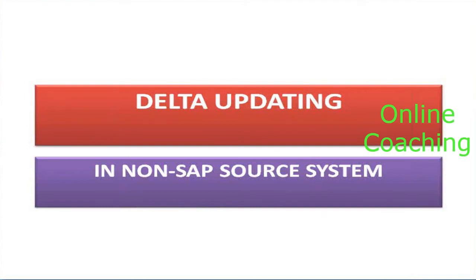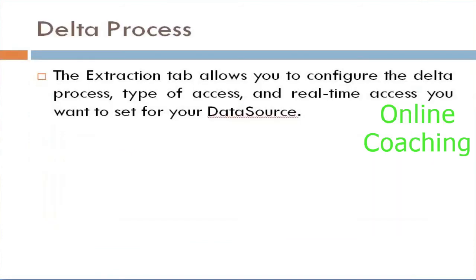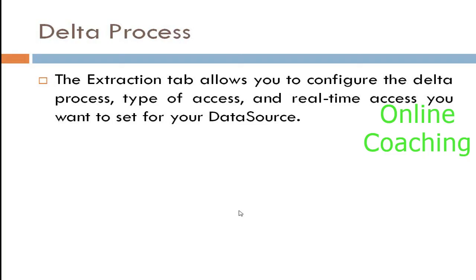We have one more delta class with the SAP source system. So here I'm going to load a transaction data from flat file to InfoCube via DSO with the delta update. DSO is there in between. So first the data goes to DSO, then the data goes to InfoCube. So what is the delta process? The extraction tab, especially in your data source, allows you to configure the delta process, the type of access. It is going to let you know.